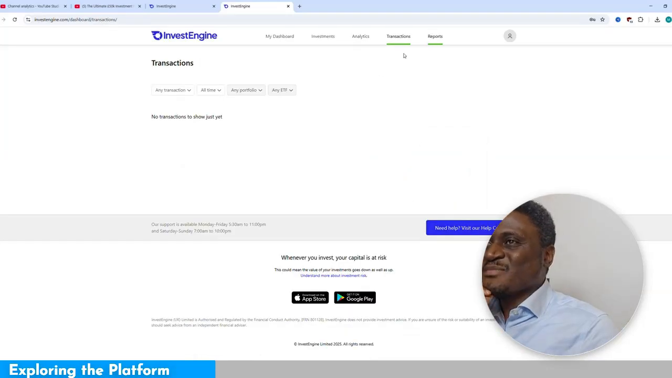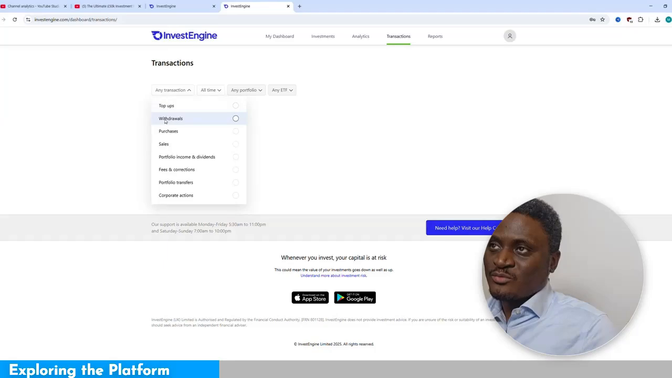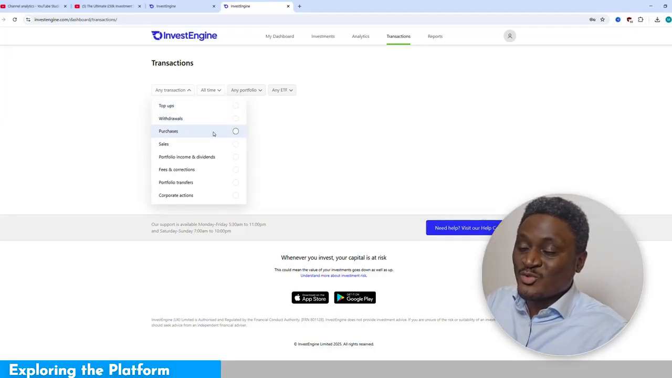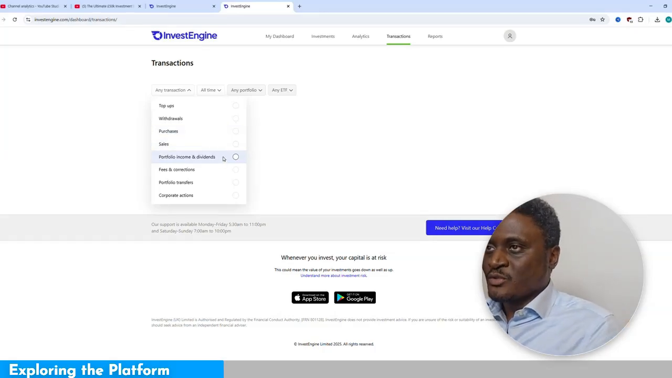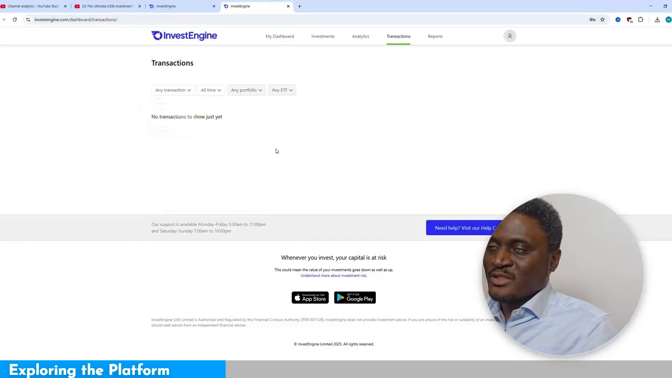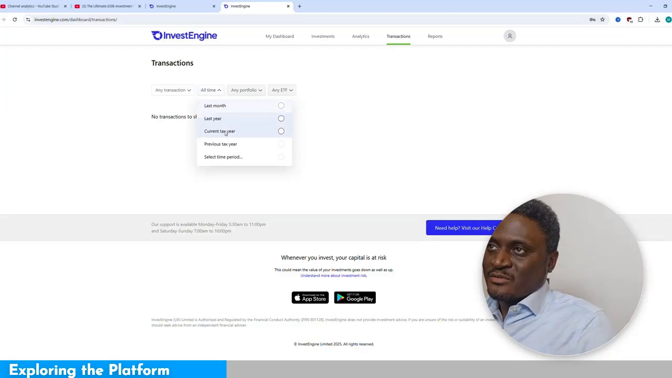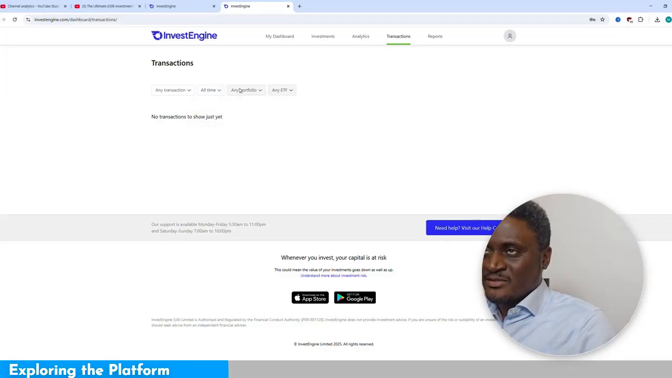So transactions here basically will show you if you paid in money, if you withdraw money, if you receive dividends, it also shows up here. So you see here it's saying top ups where you pay money, withdrawals if you withdraw money, purchases if you ask them to use the money you paid in to buy shares, or if they sold the shares and generated money. If you've gotten dividends from your portfolio, it will show up here. Fees, if you transferred portfolio out and so on, it will all show up here. And you can filter by time period, last year, this year, and so on. Because we only have one portfolio and only one ETF, these ones are not giving me any filters.